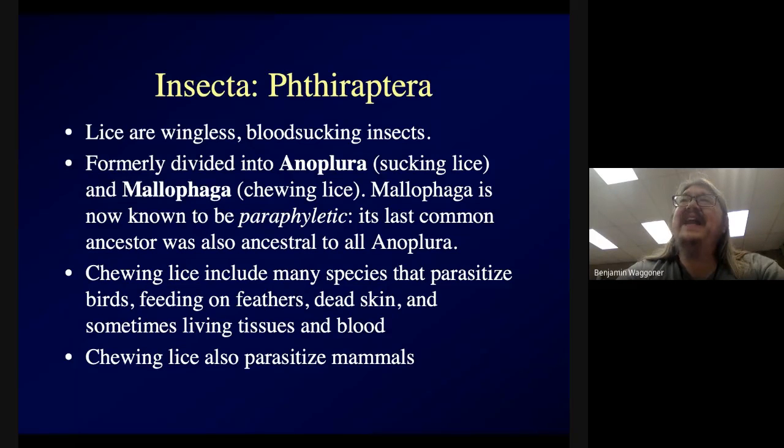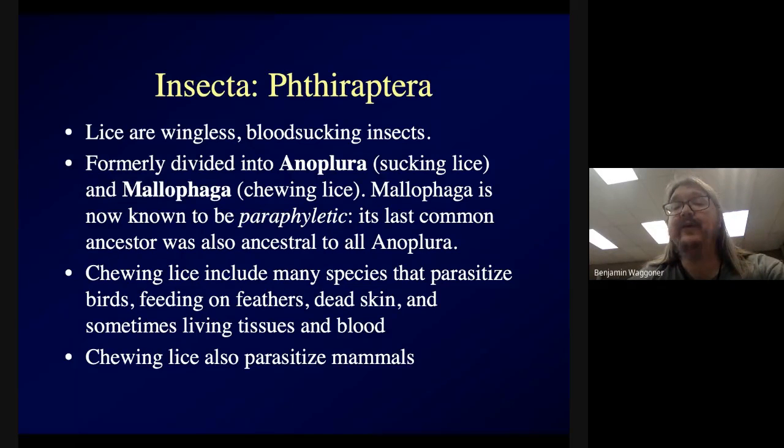I can't think of any that are long-term parasites of humans, although I've heard of humans getting bitten by chewing lice if they come into contact with a lot of birds. People who are plucking chickens, for example, might get chewing lice bites, but they're certainly not long-term human parasites.